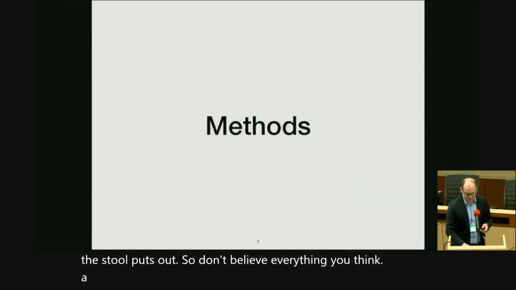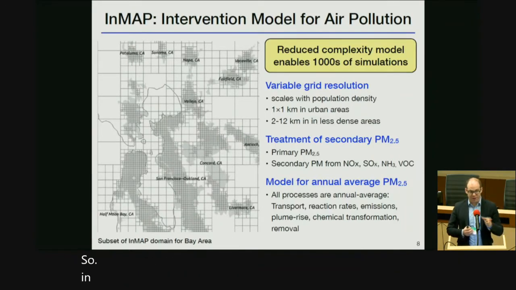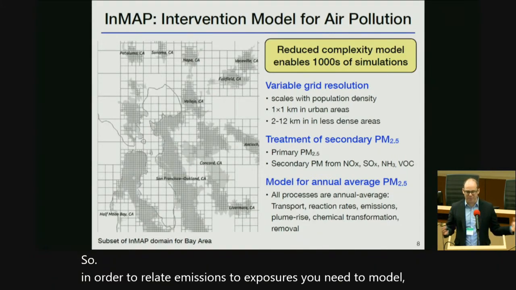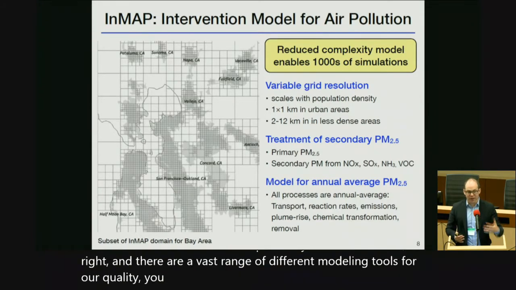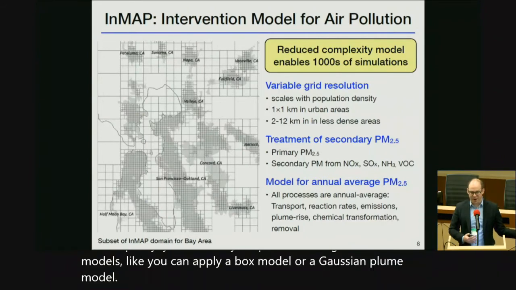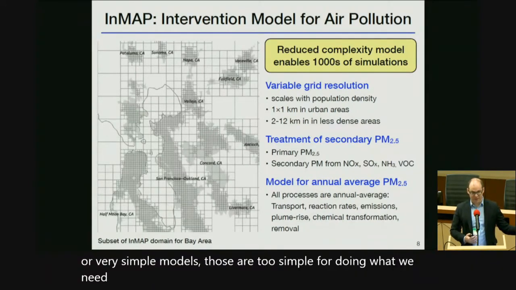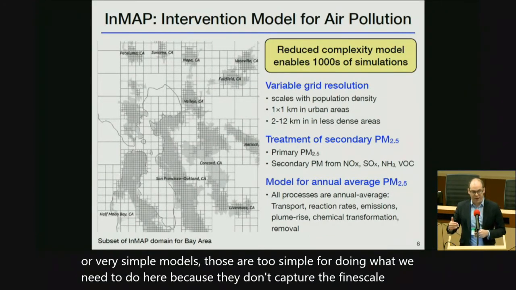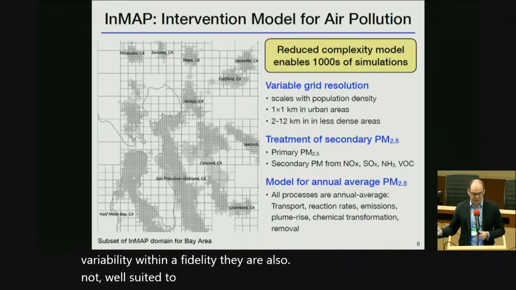A bit about methods here. In order to relate emissions to exposures, you need a model, right? And there are a vast range of different modeling tools for air quality. You have very simple single-level source models, like you could apply a box model or a Gaussian plume model. Those are too simple for doing what we need to do here because they don't capture the fine-scale spatial variability with enough fidelity. They are also not well suited to secondary pollution, which of course is so important.